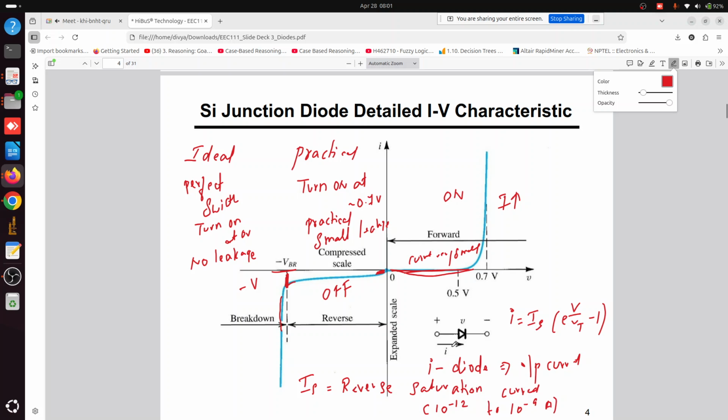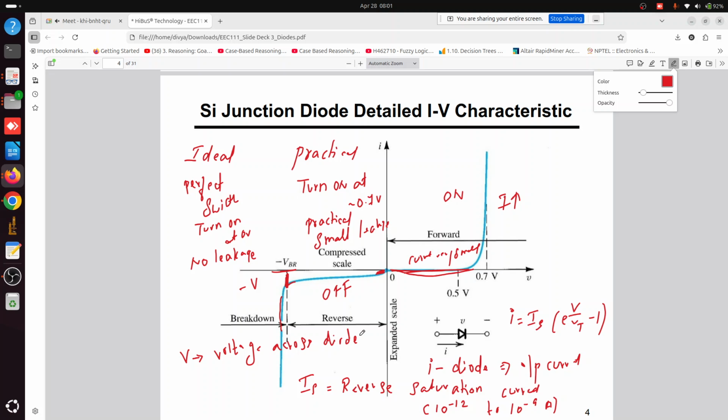Nano amps, pico amps, means it's very small. And we have V here. That is nothing but the voltage that is applied across the diode. So we give some voltage across the diode, no? Voltage across the diode.